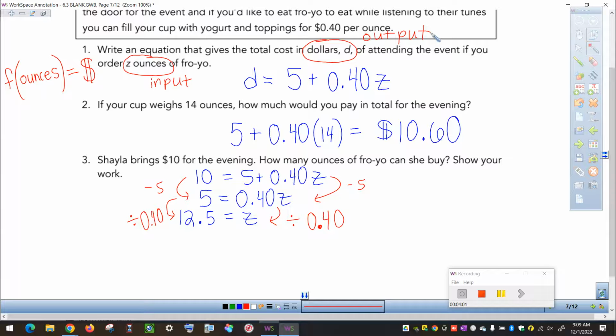Now, another thing we can do with our function notation to match this with the variables D and Z that we were using in the problem is use a Z to represent the number of ounces, and then use a D to represent the number of dollars. So we can say F of Z equals D. In fact, what we did in number 2 is F of 14: we plugged in the ounces, and it told us that it was 10.60. The output was an amount of dollars.